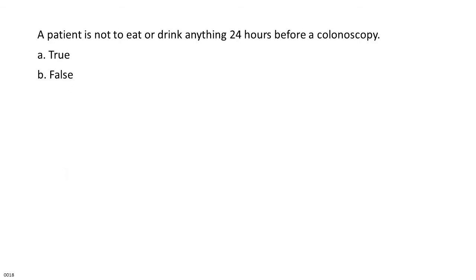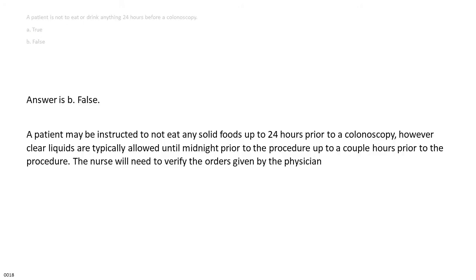A patient is not to eat or drink anything 24 hours before a colonoscopy. A. True. B. False. Answer is B. False. A patient may be instructed to not eat any solid foods up to 24 hours prior to a colonoscopy. However, clear liquids are typically allowed until midnight prior to the procedure, up to a couple hours prior to the procedure. The nurse will need to verify the orders given by the physician.